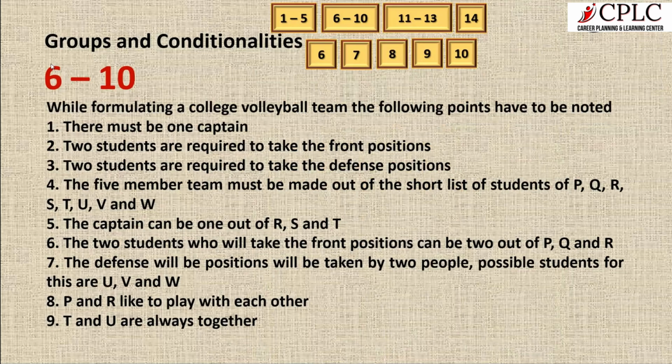The 2 students who will take the front position can be the 2 out of P, Q, and R. The defense positions will be taken by 2 people. Possible students for this are U, V, and W. P and R like to play with each other. T and U are always together. Now, eighth condition says P and R like to play with each other. This means P and R are together.